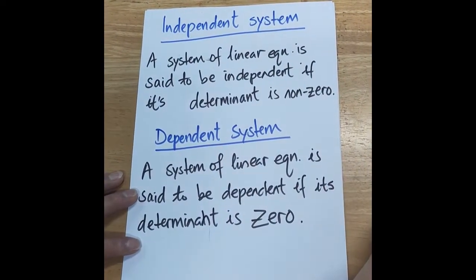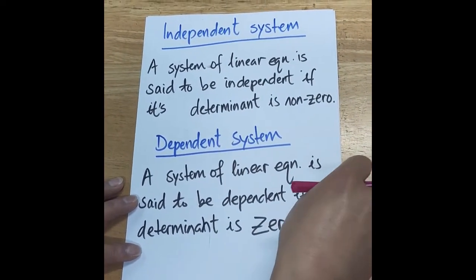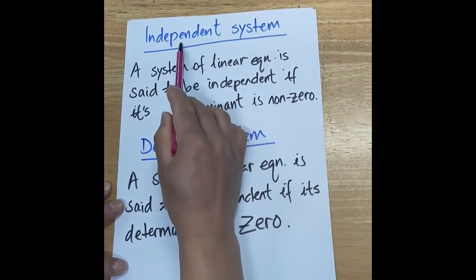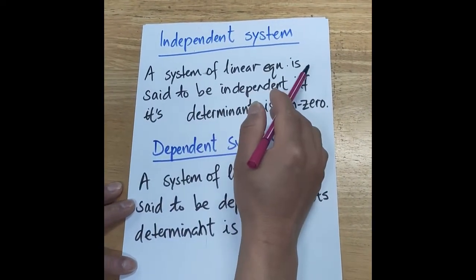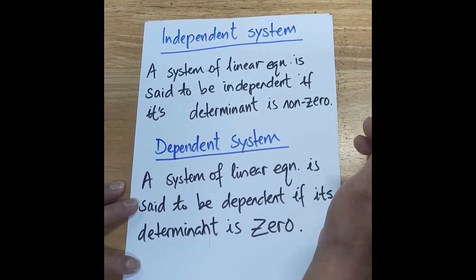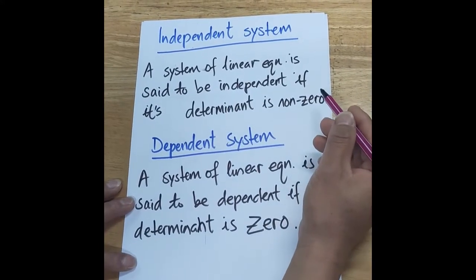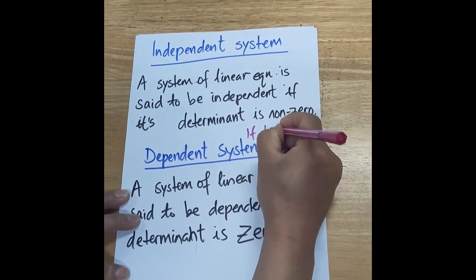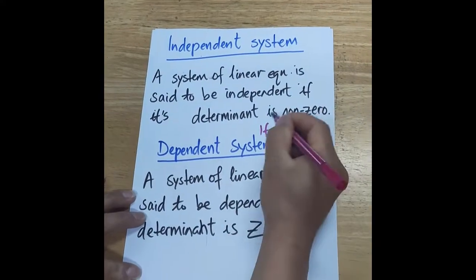So now let us go through the dependent and independent system of linear equations. How do you determine whether the system of linear equations is independent or dependent? First, the definition. What is meant by independent system of linear equations? A system of linear equations is said to be independent if its determinant is non-zero. Basically, we call a system independent if the determinant of the coefficient matrix A is not equal to 0.